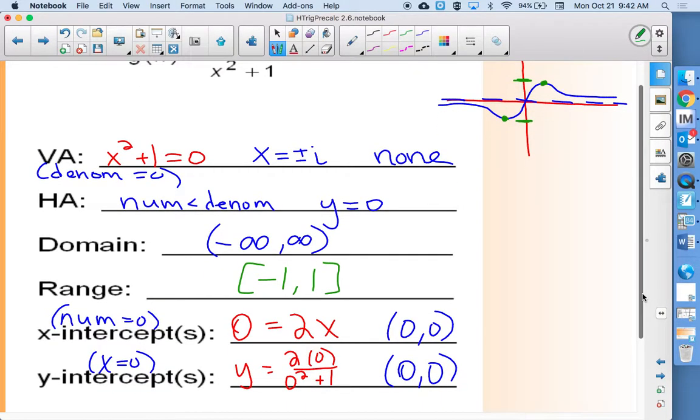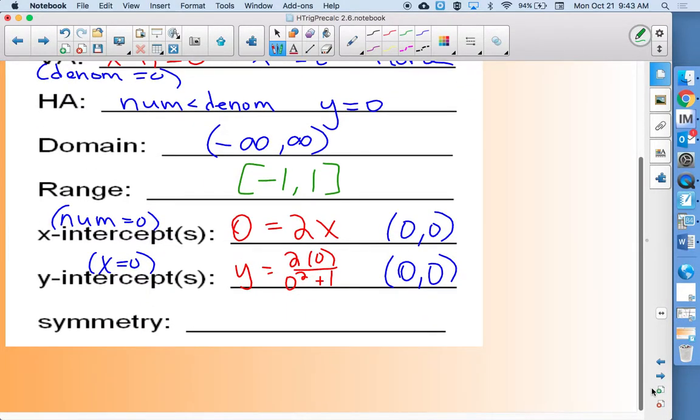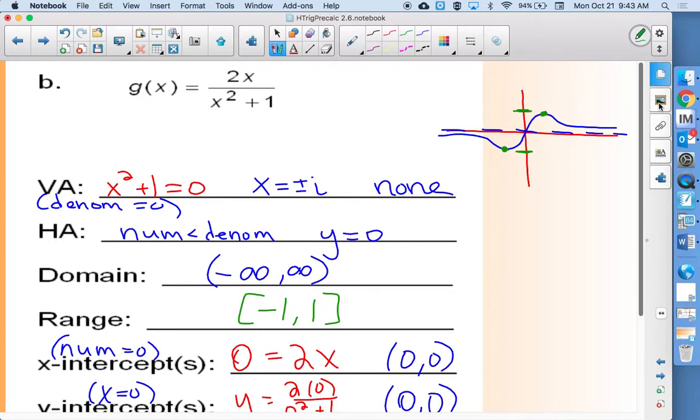Does this graph have symmetry? It does. This is the one that has origin symmetry. So it crosses through the origin. The first and the third quadrants are reciprocals of each other, flips of each other, mirror images of each other.